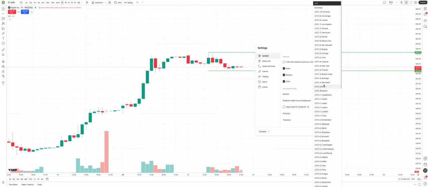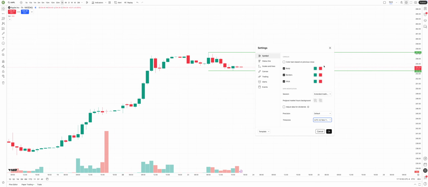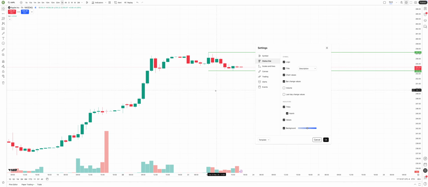I like to keep my time zone based on Eastern. So that's going to be New York. I like to keep all time based on Eastern time just because I'm on Eastern time. And then I like to go to status line. So here in the top left corner, this is what the status line is.